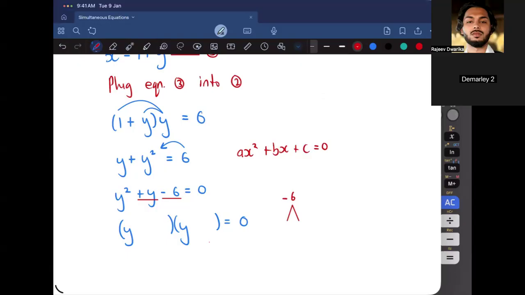I'm trying to find the two numbers that can give me minus 6 that can be added to give you this number here. What's the number? It's not seen in front, but it's actually in front. Oh, 1. Yeah, so 1, right? Because this means 1y. And so think to yourself, what are two numbers that could multiply to give you minus 6, but add to give you plus 1?